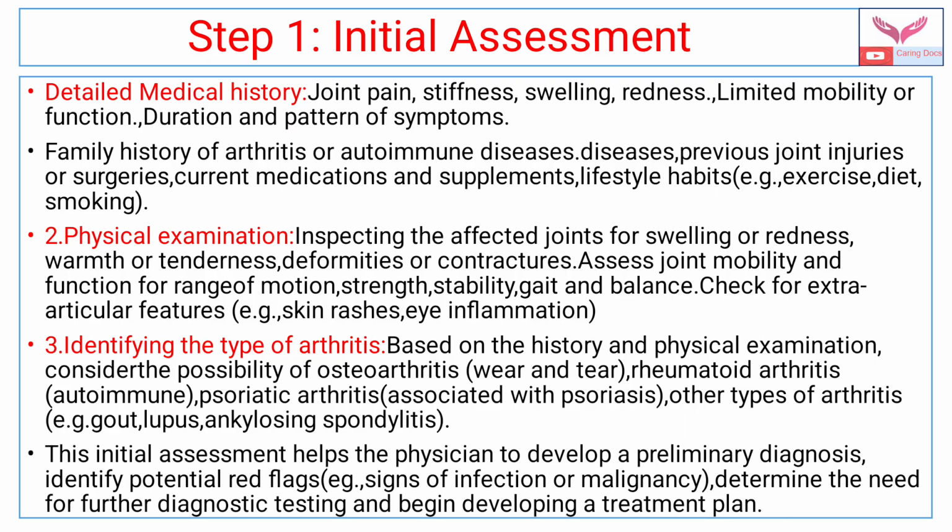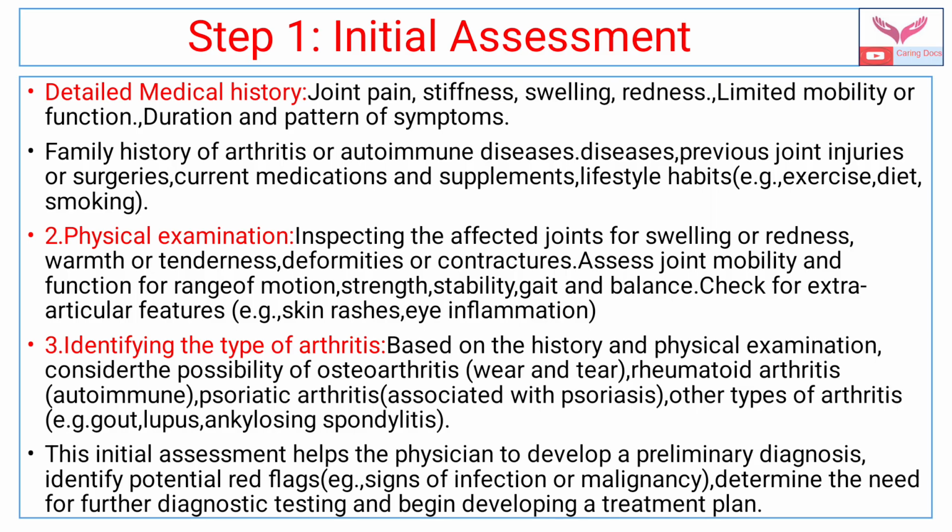After detailed medical history, we have to do the physical examination. We have to inspect the affected joint for swelling or redness, warmth or tenderness, deformities or contractures. We have to assess the joint mobility and function for range of motion, strength, stability, gait and balance. We have to check for extra-articular features like skin rashes, any involvement of the eye, gut, etc. We have to identify the type of arthritis based on the history and physical examination.